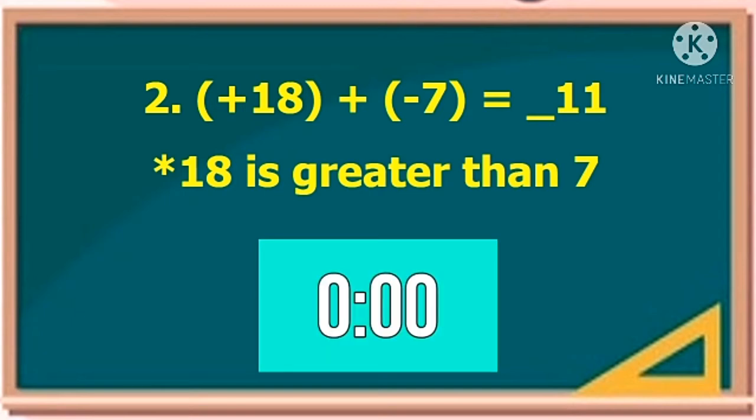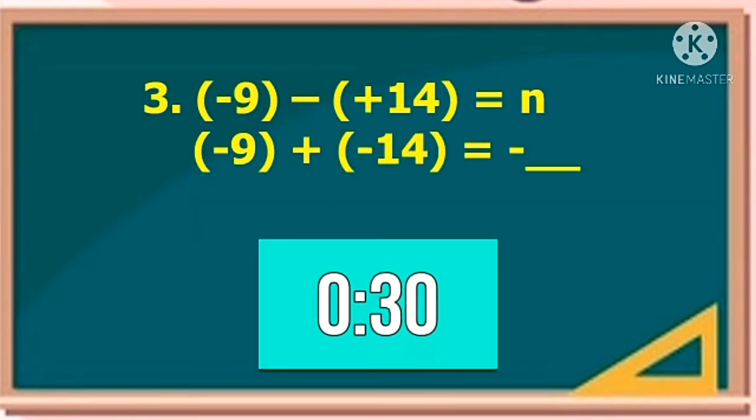Time's up. If your answer is positive 11, very good. You are correct. Number 3. Negative 9 minus positive 14 equals n. Hint. Negative 9 plus negative 14 equals negative blank. Time starts now.